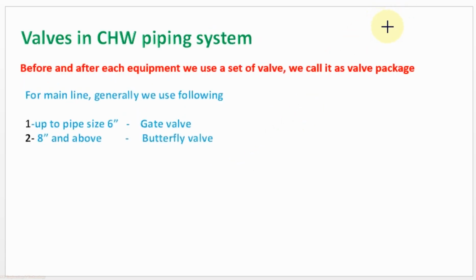Commonly used valves in chill water piping system. Before and after each equipment we use a set of valves and we call it a valve package. For main line generally we use the following system. Up to 6 inch pipe size we use gate valve, and for 8 inch and above we use butterfly valve.